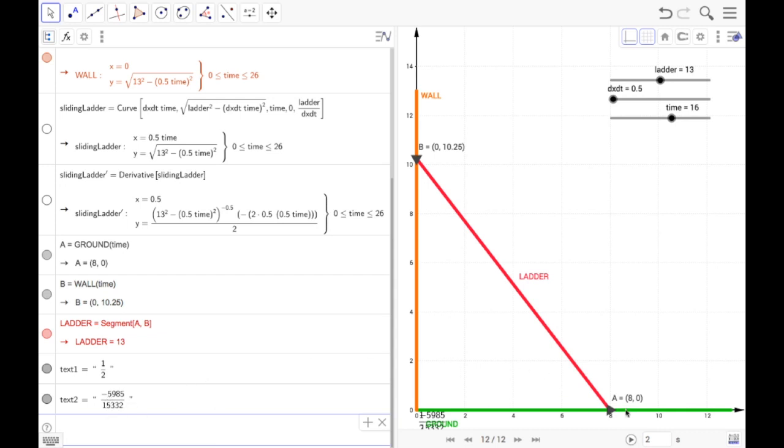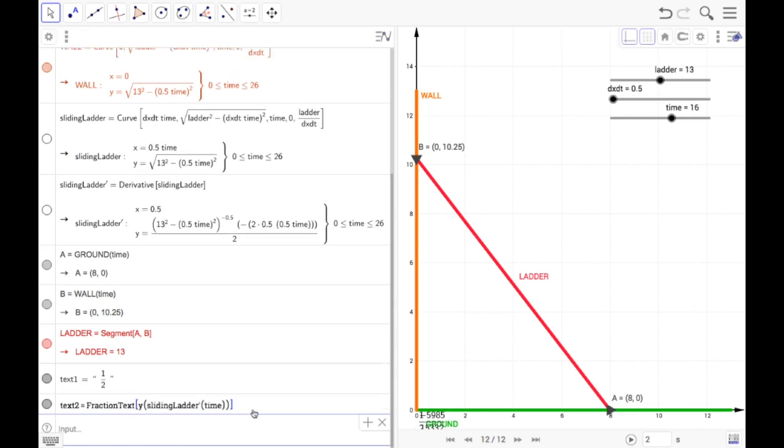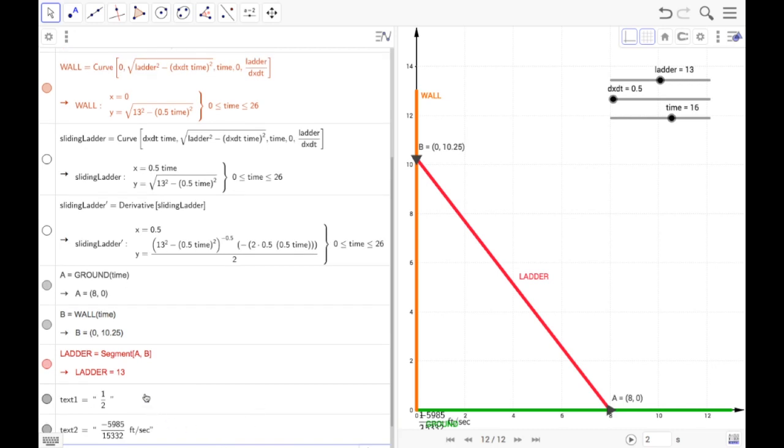In this example here, what we see currently is at the moment that we're 8 feet from the wall, we see that we're moving down, that the top of the ladder is moving down the wall at this particular rate. Let's go ahead and clean that up a little bit. Let's add in, so that's the rate. Let's add in the units, and let's just say we have feet per second. Let's do the same thing up here, feet per second.